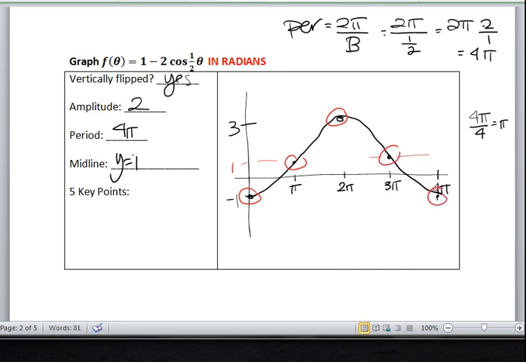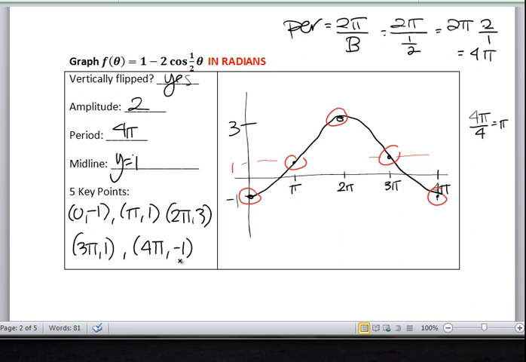And so from left to right, we have 0, -1. We have pi, comma 1. Then at the max, we have 2 pi, comma 3. Back down to the midline at 3 pi, we have a height of 1. And then the very end of our period at 4 pi, we're down at the minimum again. And so those are our 5 key points.